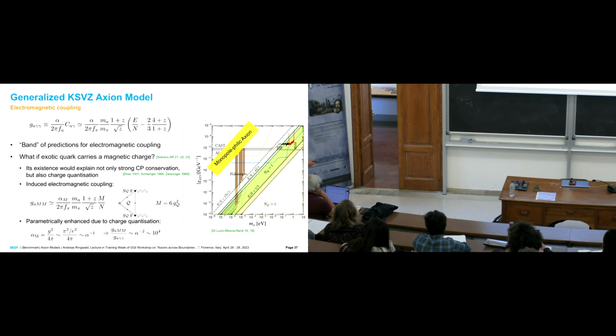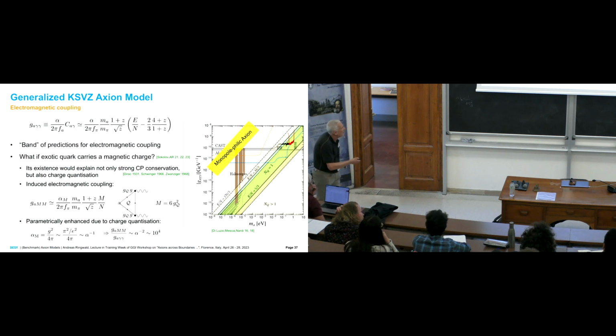And then, just because of charge quantization, you get a huge enhancement factor, because alpha magnetic is of course g squared over 4 pi, but g squared, because of charge quantization, is pi squared over e squared. So this alpha m goes like 1 over alpha, and you get an enhancement by a factor of 10 to the 4.